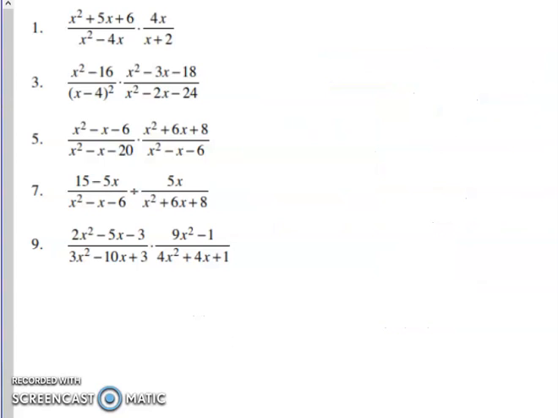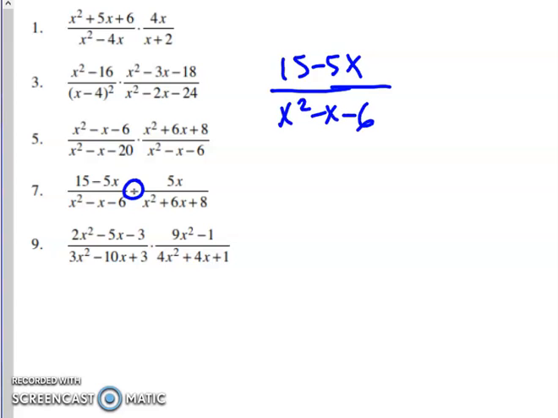Problem number 7. Go ahead and, again, same steps. Set the problem up. Please keep in mind this is a division problem. This will change things a little bit. Go ahead and set the problem up. Factor it. Write the restrictions. Simplify it. Come back to the video as you need additional information or to check your work.